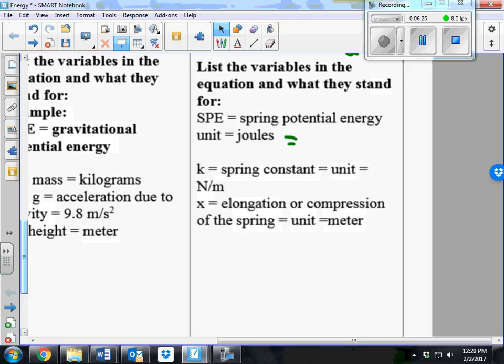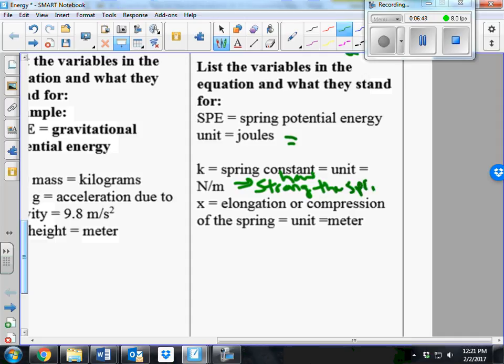I say it as how strong the spring is, because your shocks in your car are springs. That's exactly what they are, but they have a huge k value. Like if you could actually get to one of those, even you standing on it won't compress it. So strong, so how strong the spring is. And the variable x, which is measured in meters, is the elongation or compression of the spring, which essentially means how much does it stretch or how much does it compress.